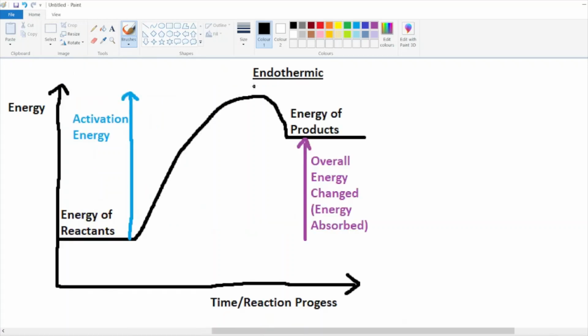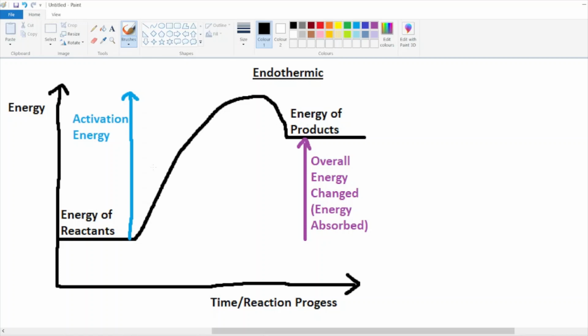So now here we can see an endothermic reaction. Obviously it's kind of different. We still have the energy on the y-axis, time on the x-axis, but obviously in an endothermic reaction the energy of the reactants is less than the energy of the products, and this means that we have an overall energy increase. So the overall energy change is the difference in energy between the reactants and the products, and in endothermic reactions we call it the energy absorbed, because the products have more energy in their bonds, so they're taking in energy from their surroundings. So energy is going in to break some bonds.